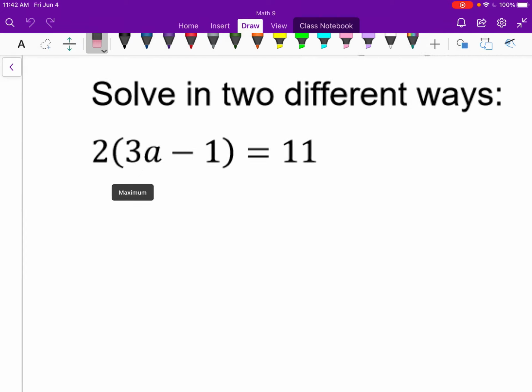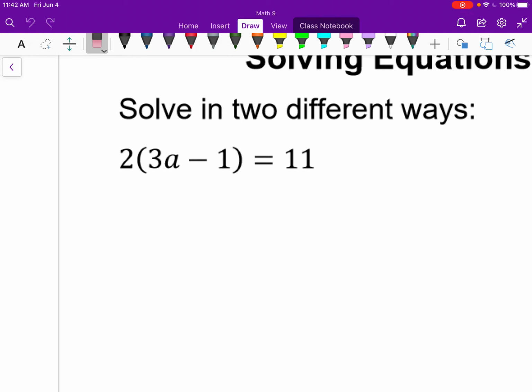One, if I just focus on this form. One thing that's perfectly valid is you could distribute whatever is in front of the brackets, whatever the coefficient in front of the brackets is. So I could distribute the 2. If I distribute the 2, I get 2 times 3a, which is 6a, and 2 times -1 is -2. So I can rewrite the left-hand side of this equation as 6a minus 2, and that equals 11.